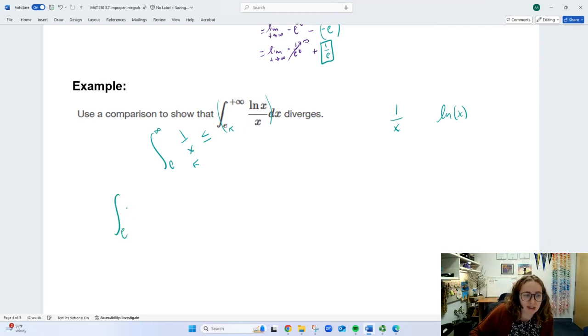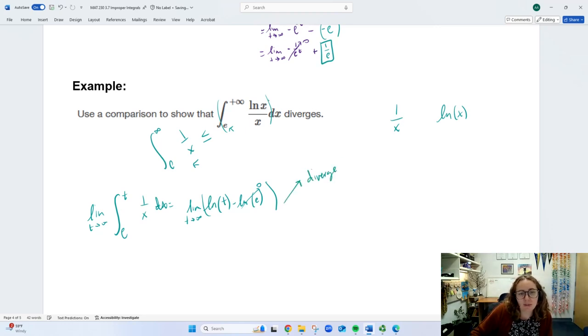So I'm going to take e to the infinity. I'll write it as a t instead. So the limit as t approaches infinity of the integral of 1 over x dx, and that is going to be ln of, and I'm just going to plug in my t and plug in my e, and I am taking my limit as t approaches infinity of these things. Well, ln of e is still just 0. And then ln of t, as t gets bigger and bigger, this is also going to diverge. So that means my original function diverges because it is always bigger than the function that I showed diverges.